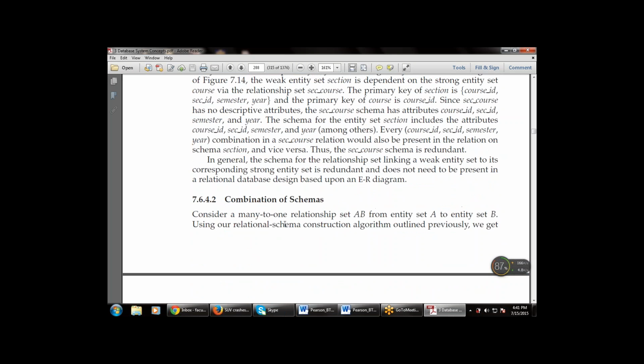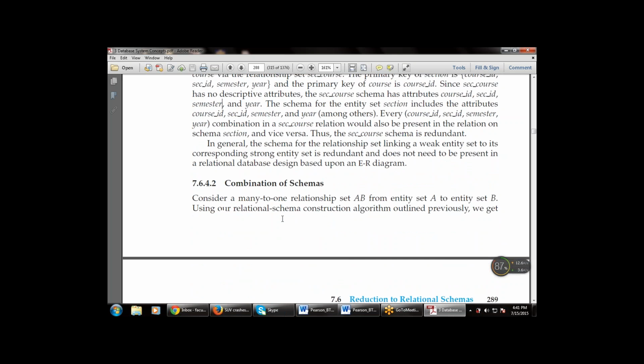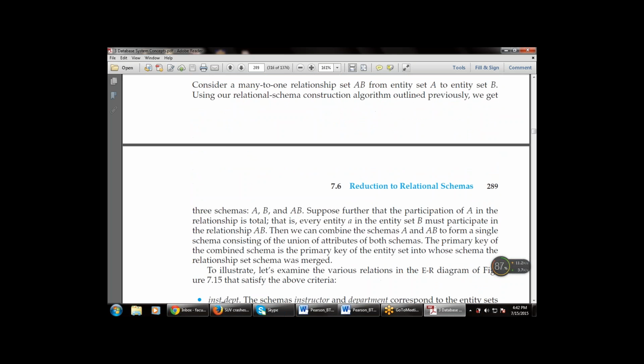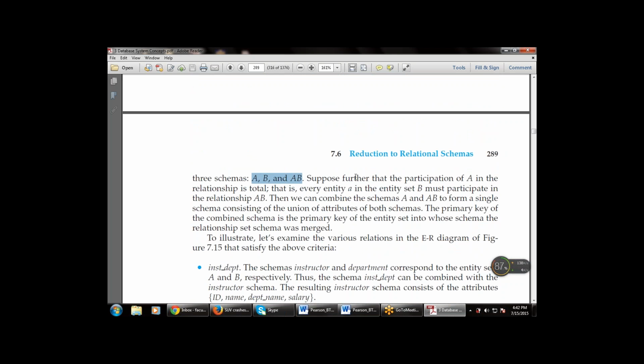Now, next is the combination of schemas. That is, what are the various schemas available as a combination of schemas. Consider a many-to-one relationship set AB from entity set A to entity set B. Using our relational schema construction algorithm outlined previously, we get three schemas: A, B and AB.